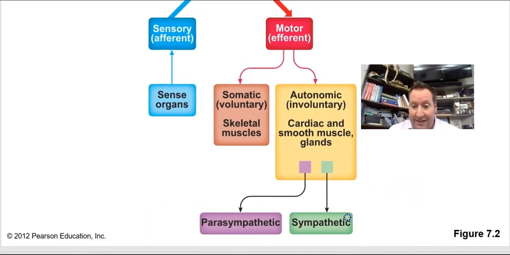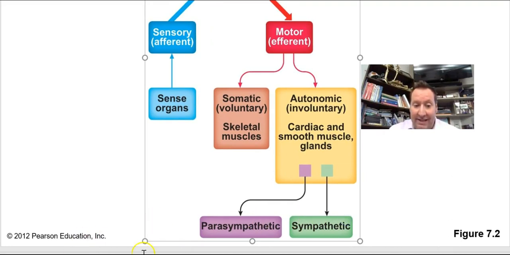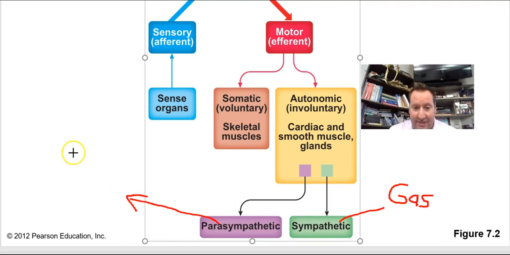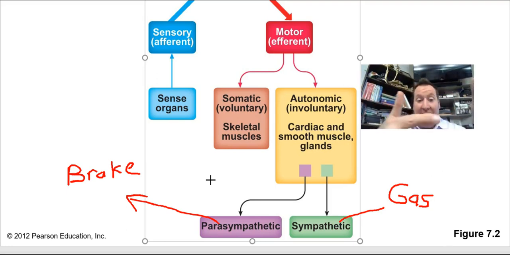So you can think of the sympathetic, like I said, as the gas, and we'll write the gas in here. This acts like the gas. Okay, so this is your gas. And we think of the parasympathetic, over here, as more like your braking system. And you need both of them. You need a gas pedal to speed things up, and you need a braking system to slow things down. So they work together. One speeds things up, and the other slows things down.